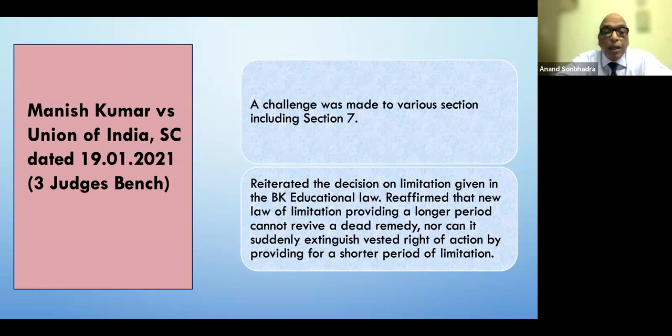So whatever, I think this is Section 238A, and the challenge was made with respect to that. So the court said, if there is an amendment, that cannot provide a longer period because it's not specifically mentioned there, and it cannot extinguish. So the limitation, whatever is the original period, would remain.